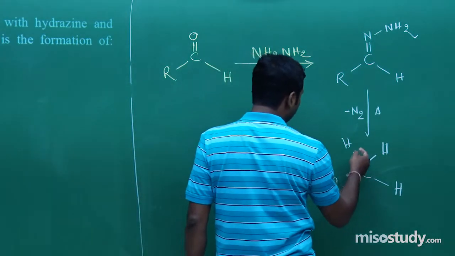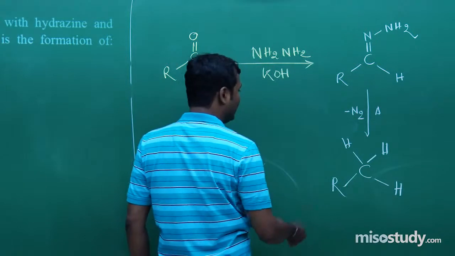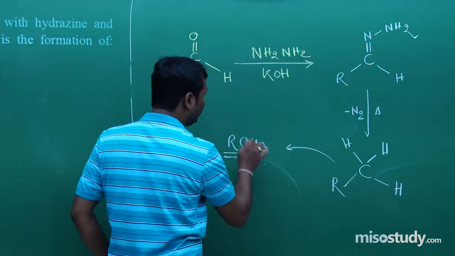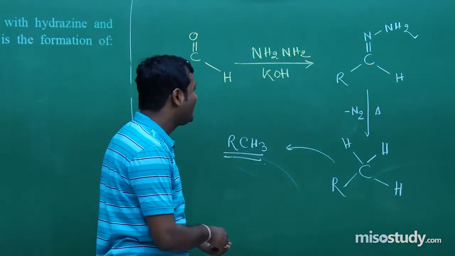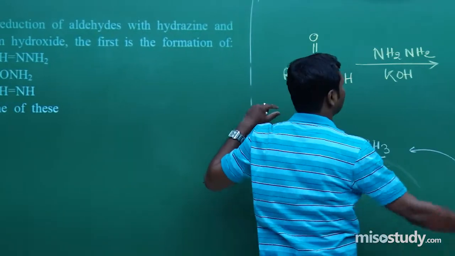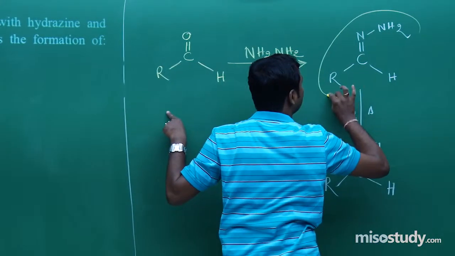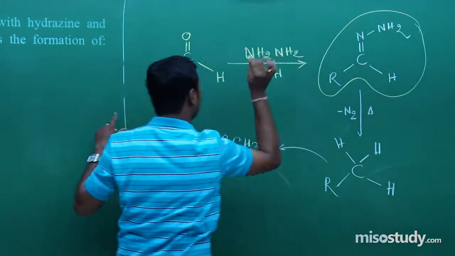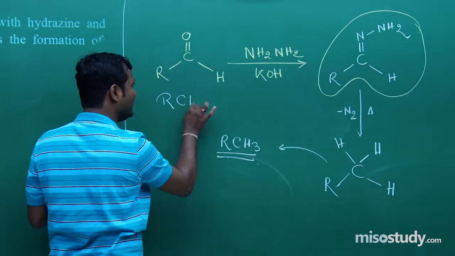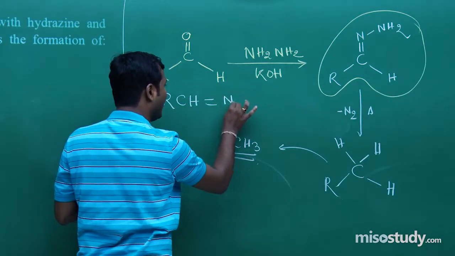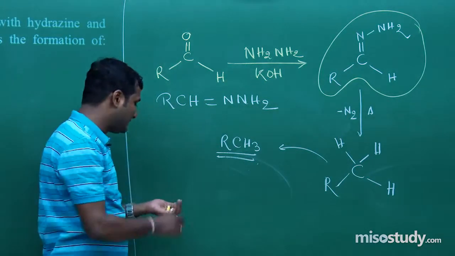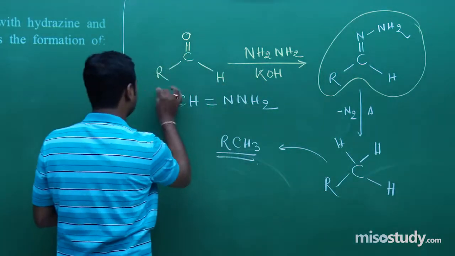Check it out: 1, 2, 3, 4, that is RCH3. The question is, what is the first formation? The first one is this intermediate. So how to write it? RCH double bond N NH2. Am I right, friend? This is the correct option.